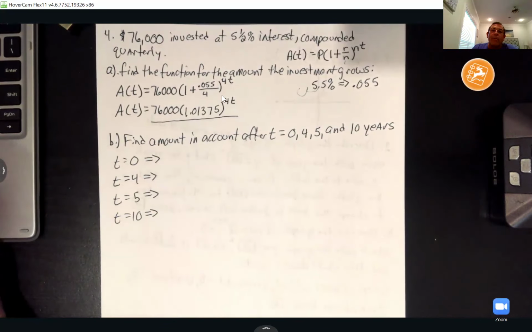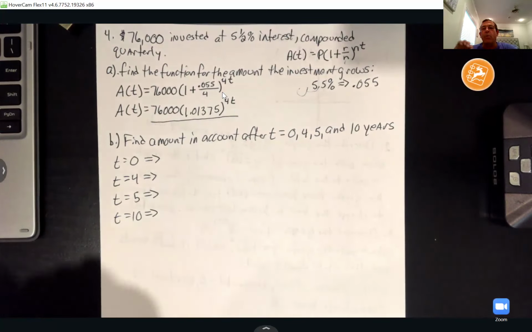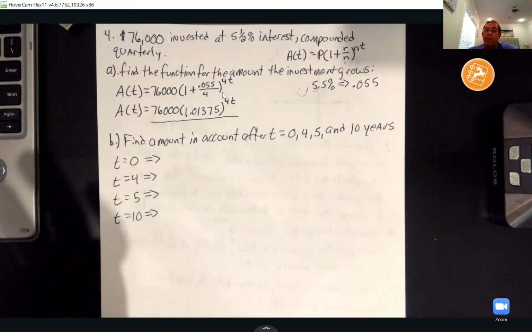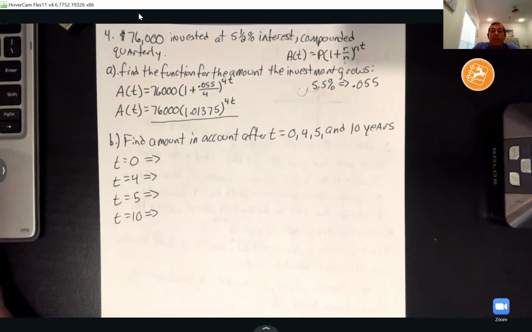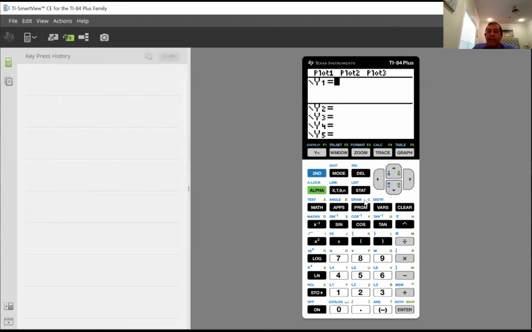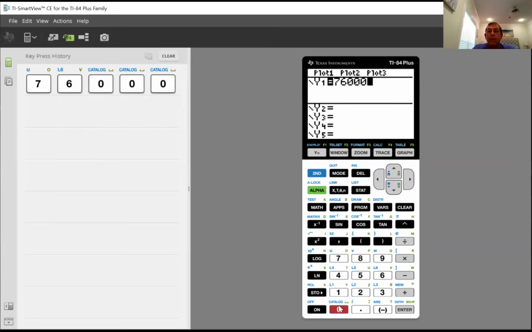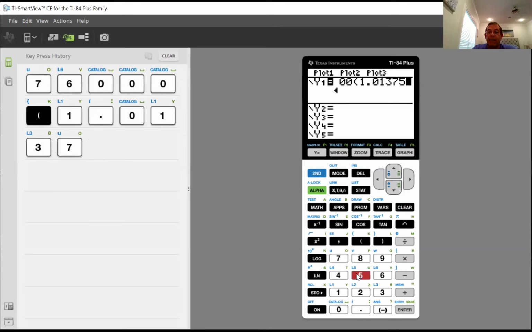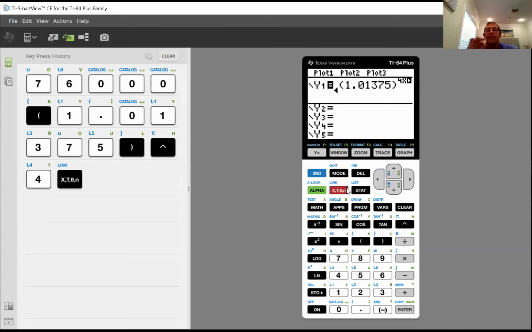But y'all, let me show you how you can get all 4 amounts pretty quick. And these were rounding to the nearest dollar, so we won't have no decimal places. So y'all, what I do on this number 4 is I'm going to graph it. So I'm going to go to y equals, clear that out. And I had 76,000 parentheses 1.01375 close parentheses. My exponent would be 4 times x. Although it's really a t, in the graphs you got to use x's for all the variables, okay? Now, I don't even want to look at the graph. I'm going to the table.